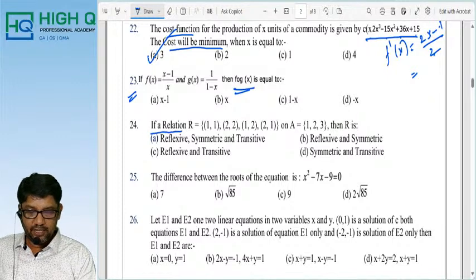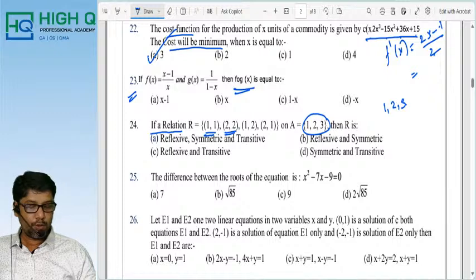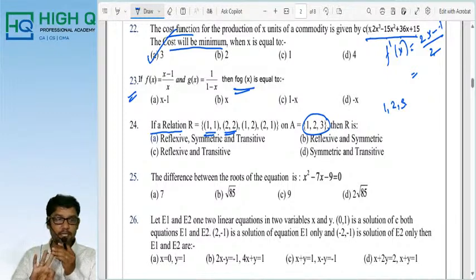Now, if a relation R has 1 comma 1, 2 comma 2, what is given? 1, 2, 3. So there are three types of relation: reflexive, symmetric, and transitive.